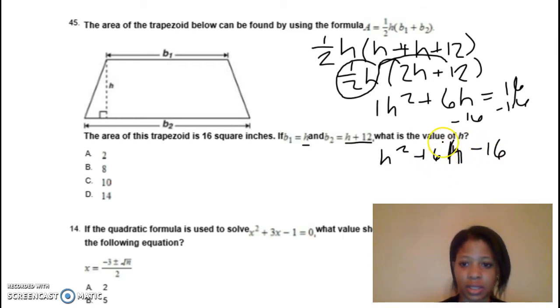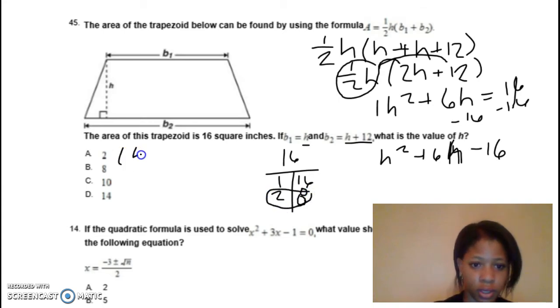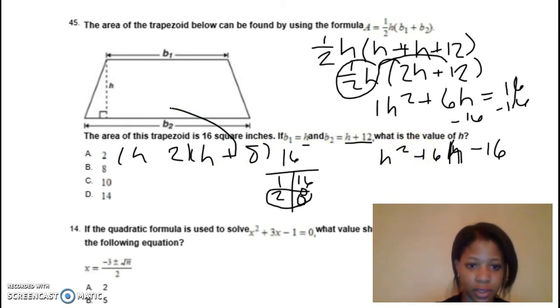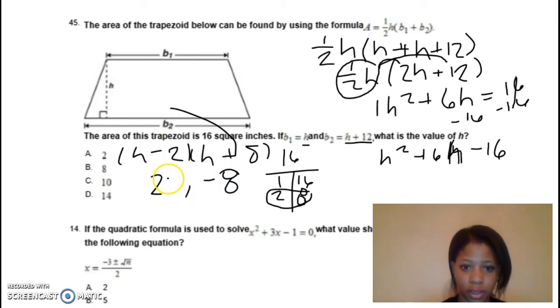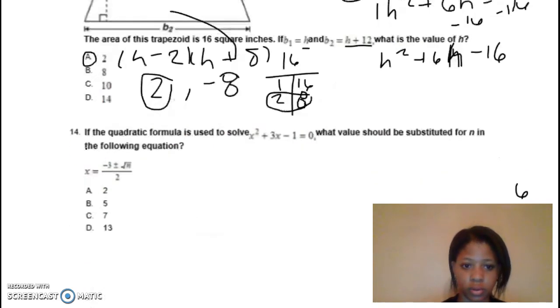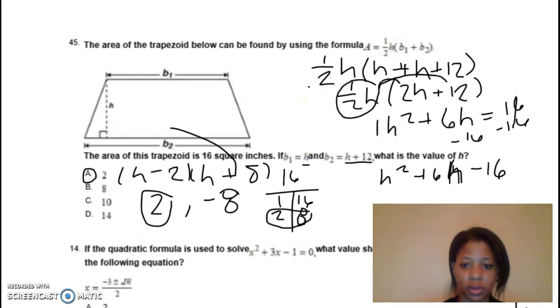Of 16 that subtract to give me 6. So factors of 16, 1 and 16, 2 and 8. There it is right there. It's going to be 2 and 8. So in my parentheses, I have H in both spots, a 2, and 8. Now my first sign goes to my biggest number, so it's going to be a positive 8. And a positive times a negative is a negative. Then I flip my signs. I can't have a negative length, so my answer is going to have to be the positive one, so that would be 2.